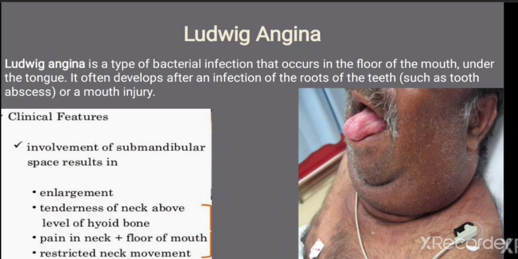bacterial infection that occurs in the floor of the mouth under the tongue. It often develops after an infection of the root of the tooth, such as a tooth abscess or mouth injury. It involves some mandibular spaces, which results in enlargement and tenderness of the neck above the level of the hyoid bone, pain in the neck and the floor of the mouth, and restricted neck movements. This is Ludwig's angina. The image is given in the slide.